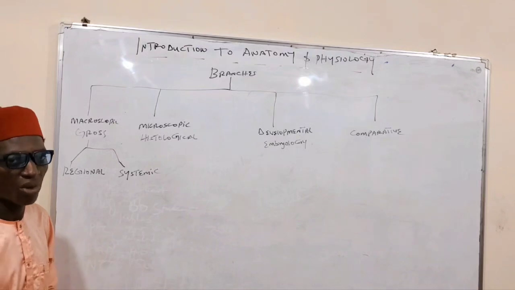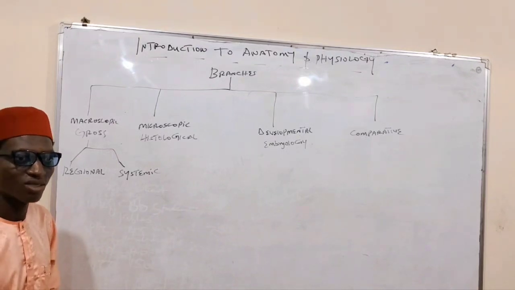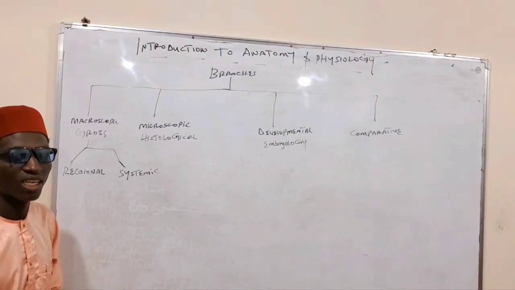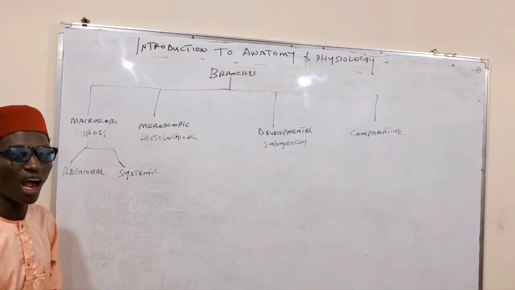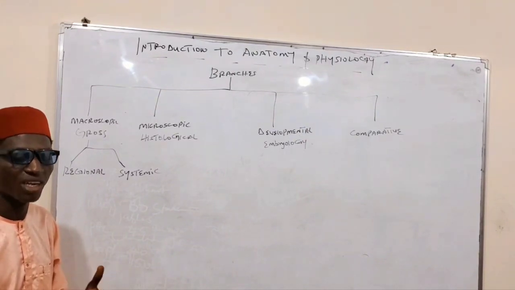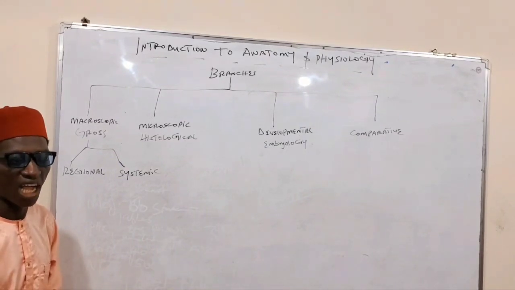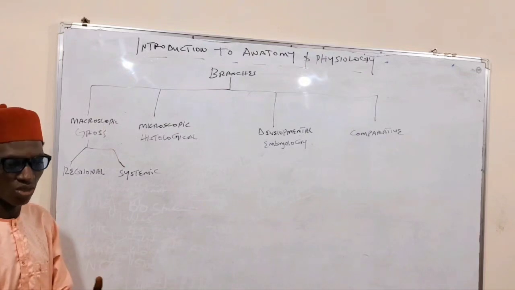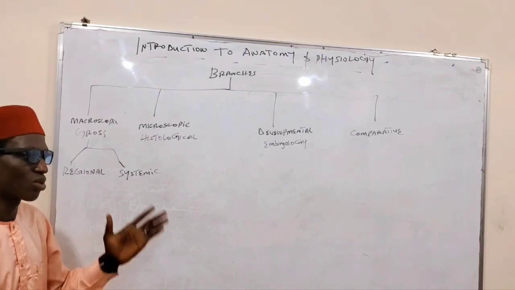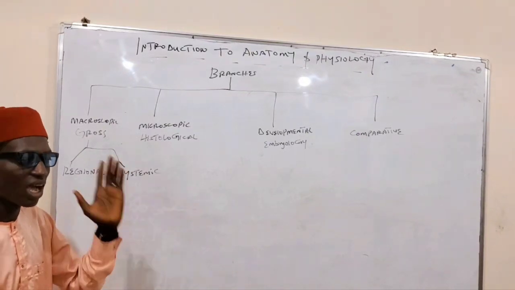Then lastly, we have the comparative anatomy. The comparative anatomy is a branch of anatomy that has to do with the study of how human structures are compared to those of animals, the comparison of human structures, either to those of animals or to those of other humans, and that is why it is referred to as comparative anatomy.